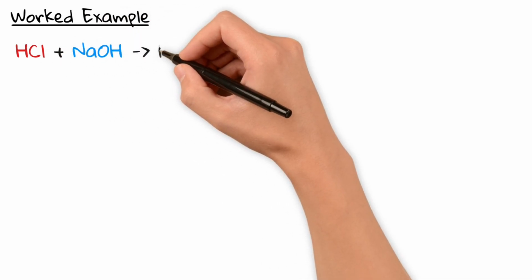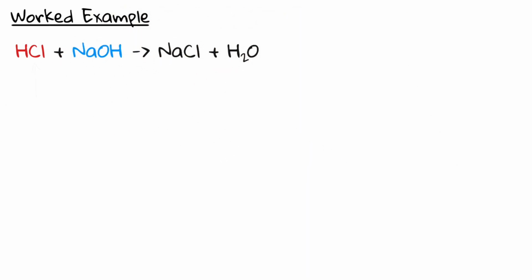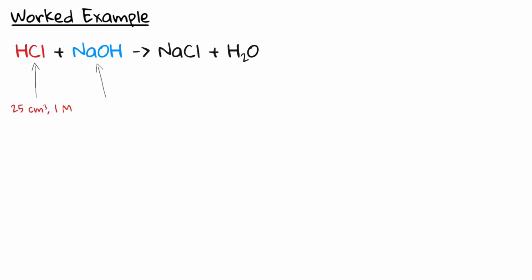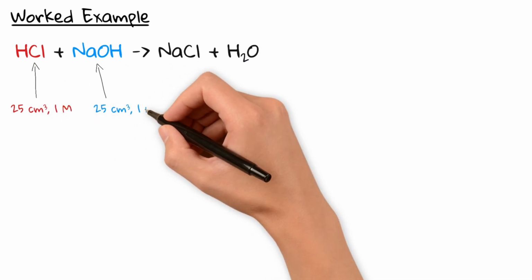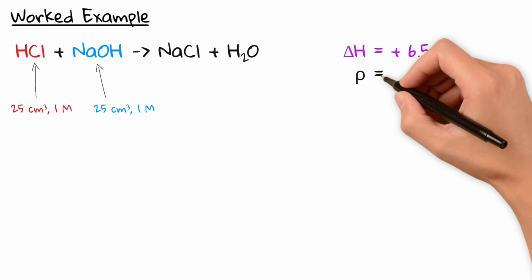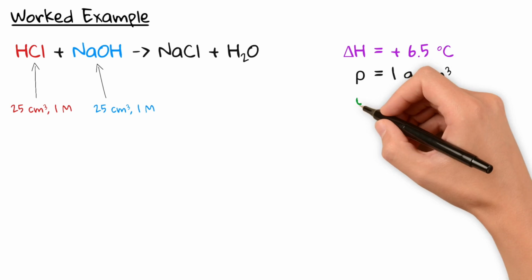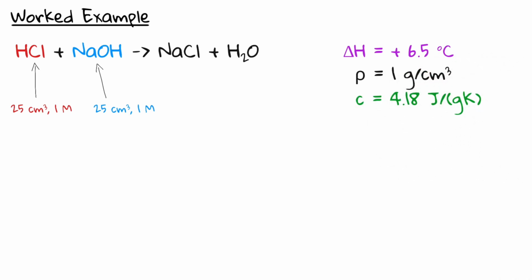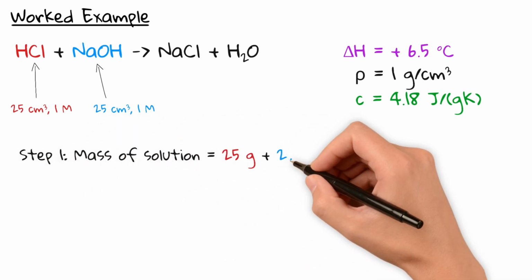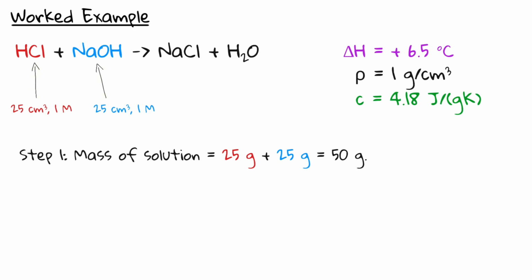Let's say we're neutralizing hydrochloric acid with sodium hydroxide. You mix 25 cubic centimeters of 1 molar hydrochloric acid solution with 25 cubic centimeters of 1 molar sodium hydroxide solution. And the temperature rises by 6.5 degrees Celsius. Assume the solution has the same density and specific heat capacity as water. As a first step, we're going to calculate the mass of the solution. We have 2 times 25 grams, so a total of 50 grams.